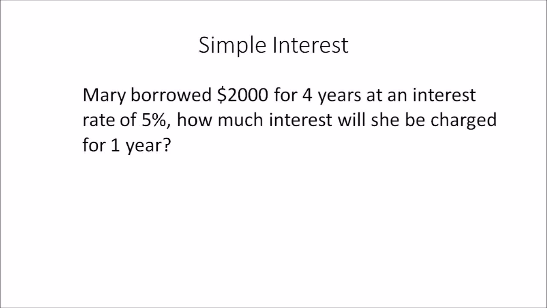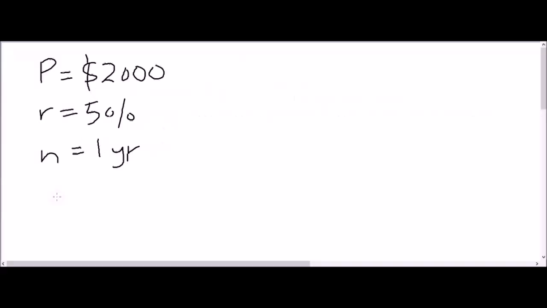So let's work that out. So the principal is $2,000, the rate is 5%, and for the year, remember, it's 1 year. The question is asking for 1 year simple interest, right? Not the 4 years. Even though the term of the loan is for 4 years, the question specifically says how much interest will be paid at the end of the first year, right? How much interest will be charged at the end of the first year. So we only take into account n as 1, right? 1 year. So we'll use the same formula.